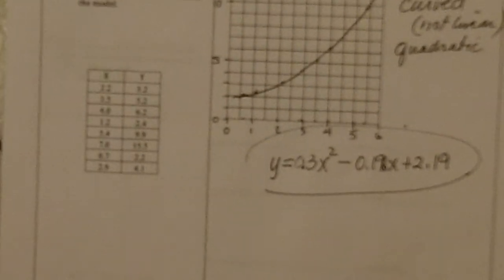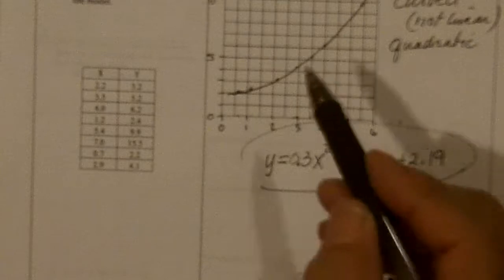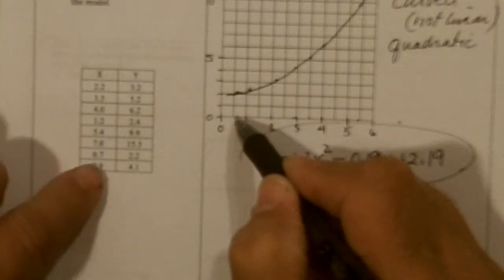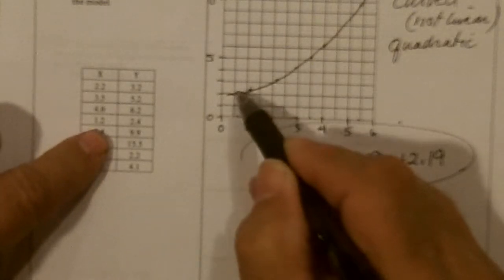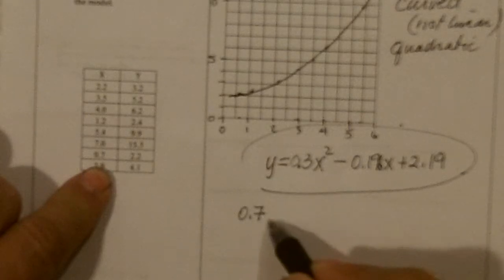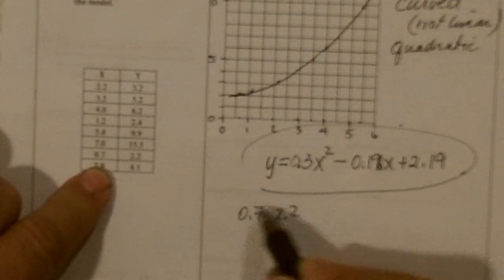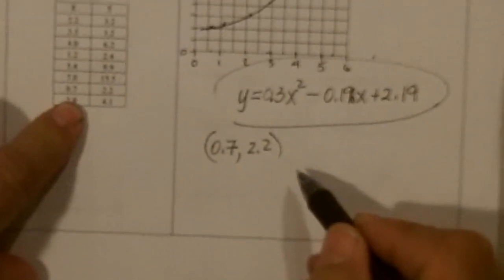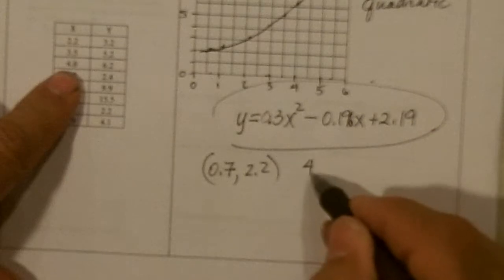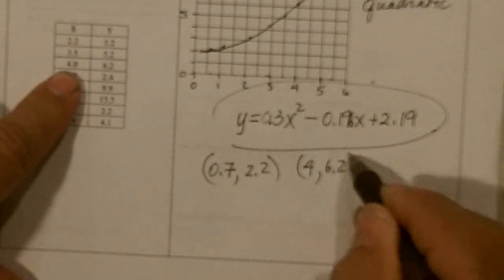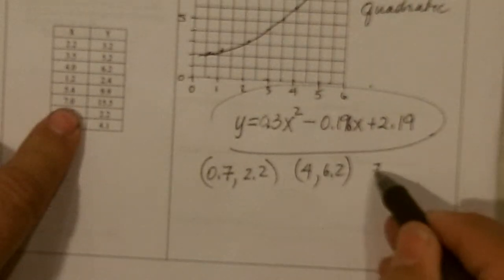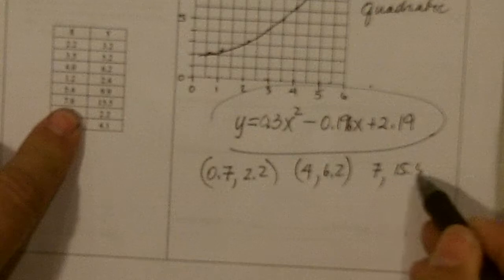Now, if you don't have a calculator and you need to do these, then you can pick 3 points. So I'll just take the first one here. Well, let's use the 0.7 and 2.2. I'll pick a point in the middle. How about the 4 and 6.2? And a point at the end, let's do the 7 and the 15.5.